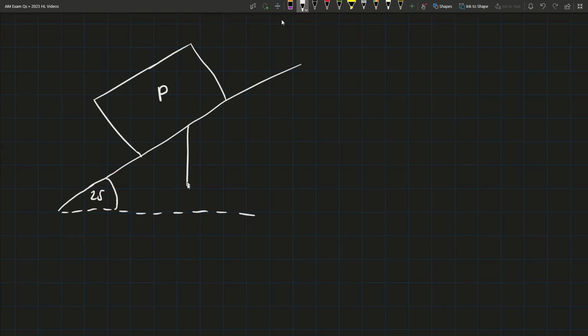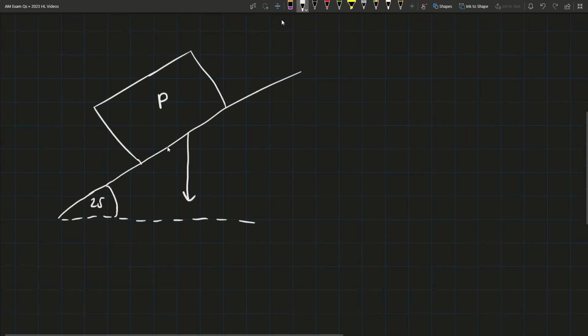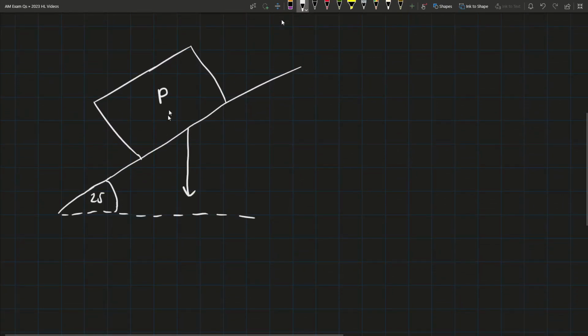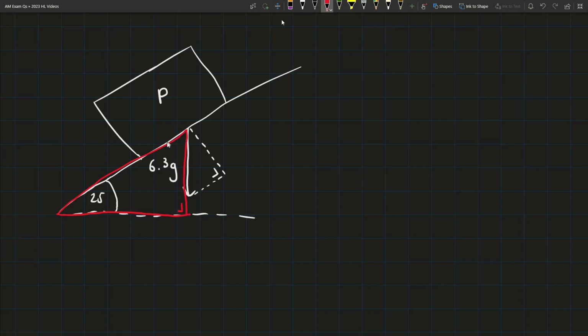So of course we're going to have the weight, which is mg, and we know what m is. It's 6.3 for block P. So we can write 6.3g. Now we can resolve this as well to be parallel and perpendicular to the inclined plane. So first of all, let's have a look at this right angle triangle for now. So this angle here is 90. That means this angle is 90 minus 25.